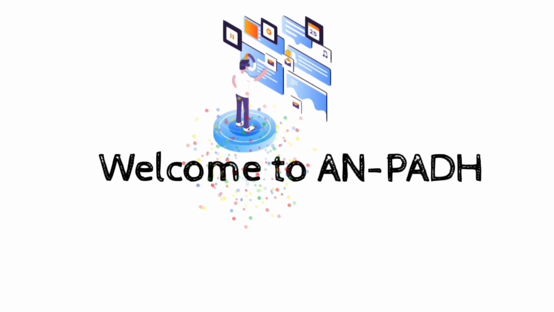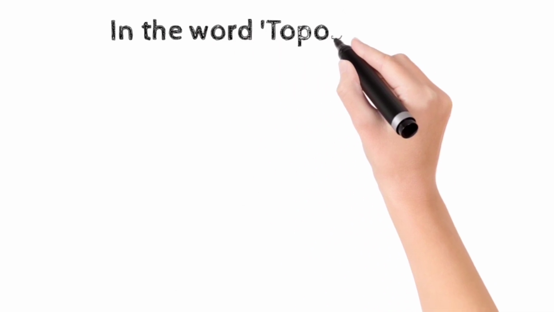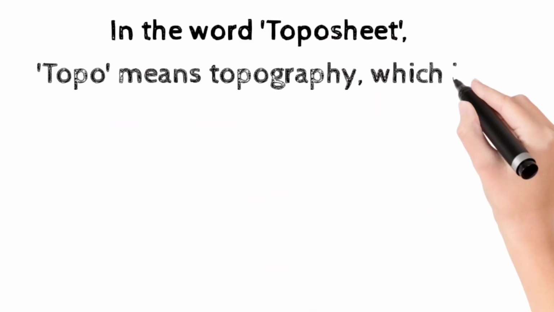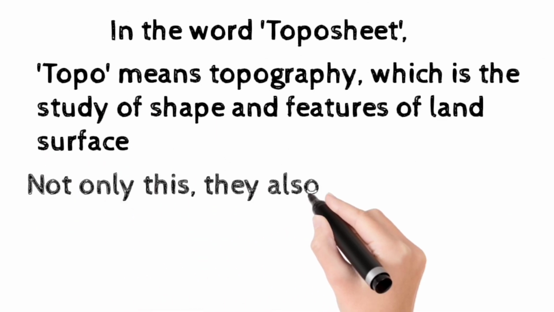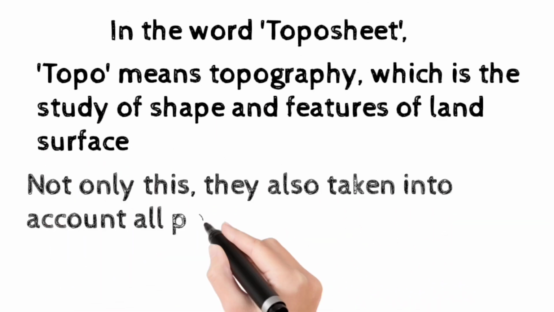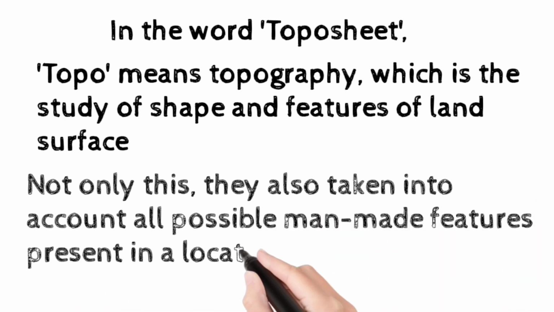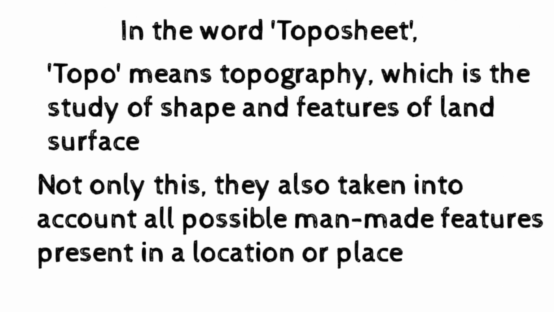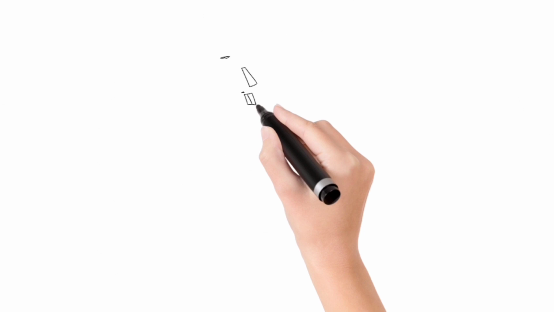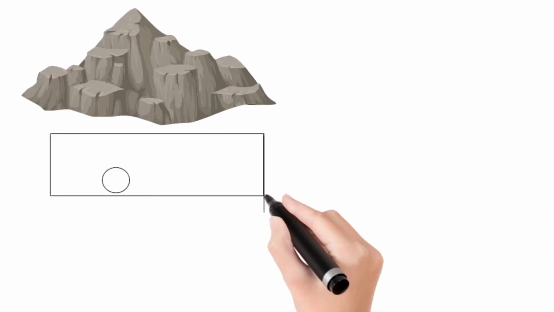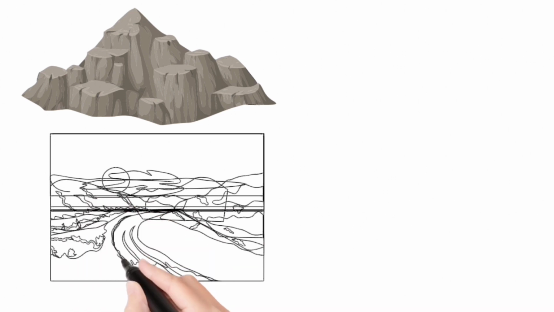Let's know and understand the topographical map or toposheet. Topographical map or toposheet got their name topo from topography, which describes the shape and features of the land surface. And not only this, it also includes all possible man-made features. So along with elevation, relief, slope, drainage, vegetation, they also show church, settlement, road, railway, dam, etc.